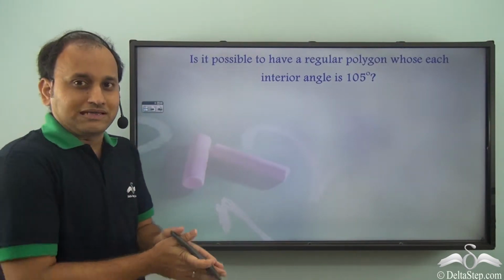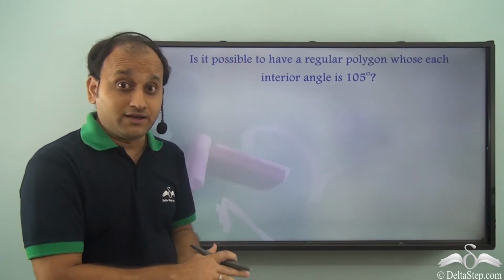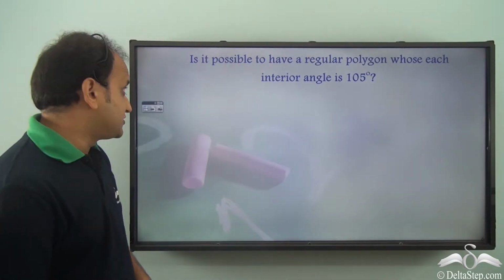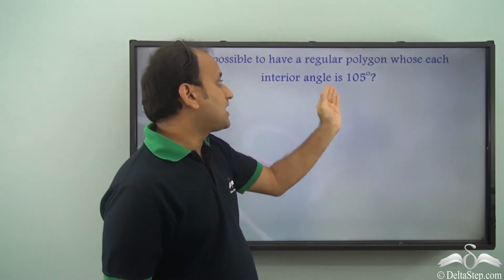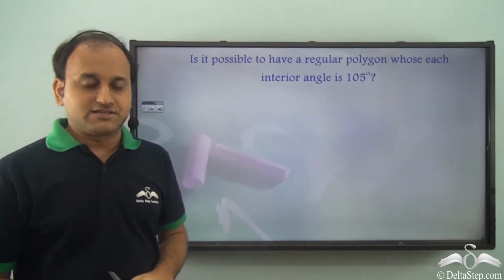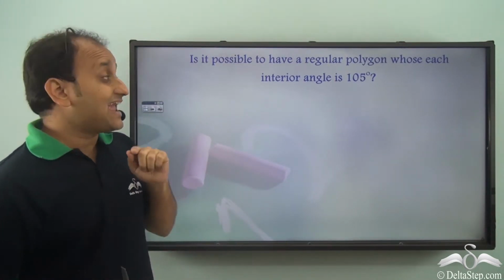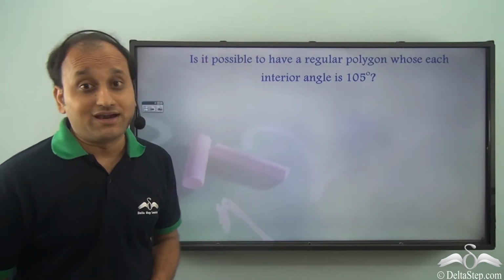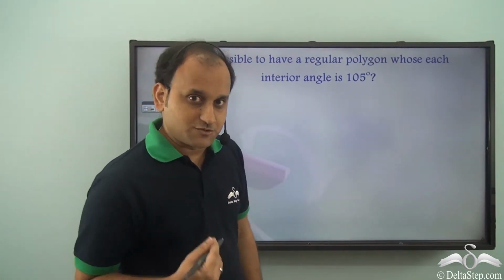So now, on the basis of the knowledge which we have about a regular polygon, let's try to solve this question. Is it possible to have a regular polygon whose each interior angle is 105 degrees? So if each interior angle is 105 degrees, can we have a regular polygon in this case? For that, we'll have to solve it. How do we solve this particular question?